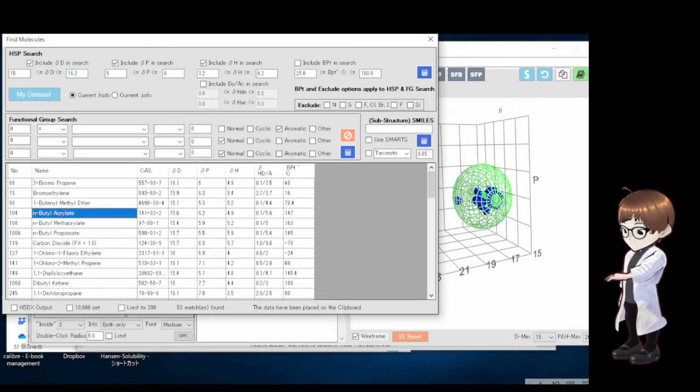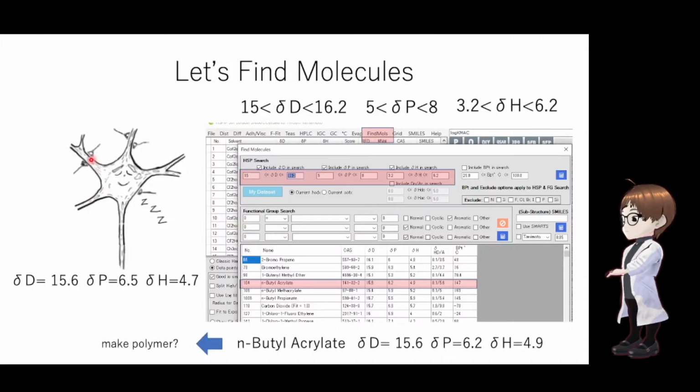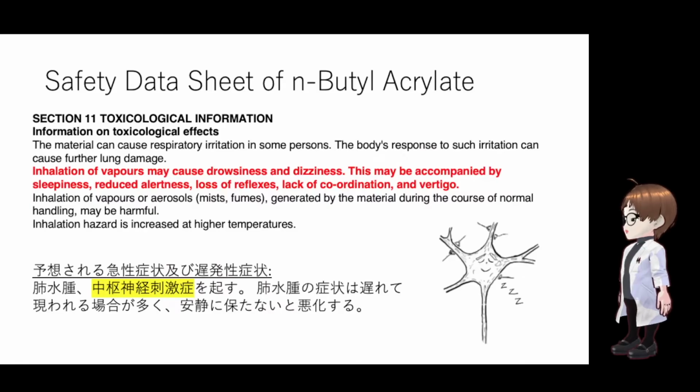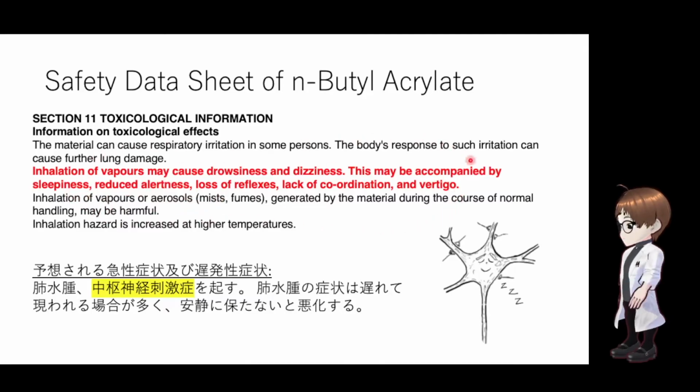These are monomers. It can be seen that butyl acrylate has almost the same HSP value as the CNS. I will check the SDS. As I thought, it seems to act on the central nervous system.